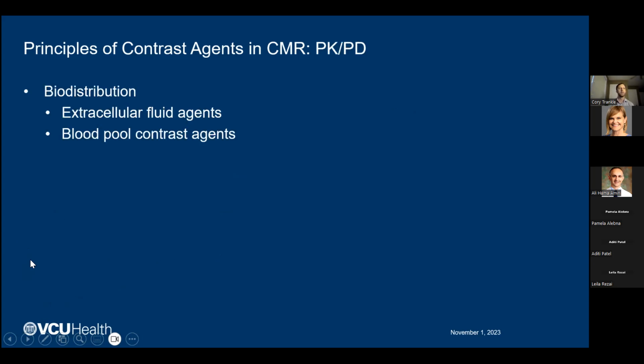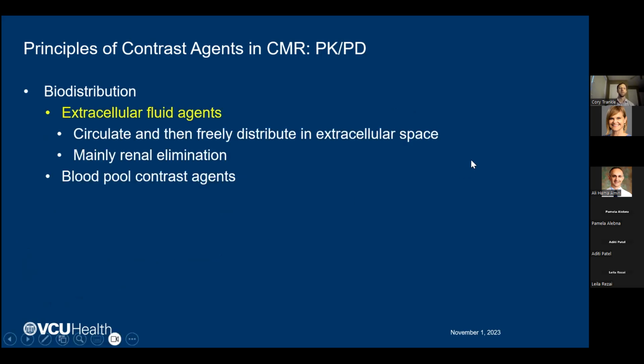And then based on the chelation structure, you have a different biodistribution, right? So either the contrast agents will tend to accumulate in the extracellular space, or they'll tend to remain in the blood pool. The extracellular fluid agents will circulate freely and then distribute into the extracellular space with different rates of distribution. And when they're excreted, they have mostly a renal elimination, which, as we'll get into, has some implications for those with renal dysfunction or end-stage renal disease.